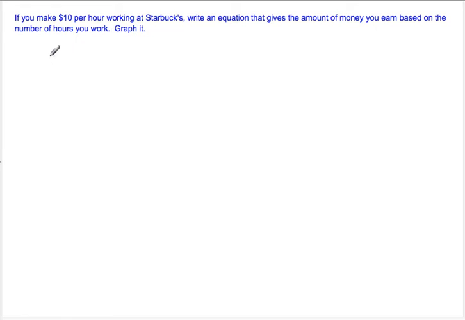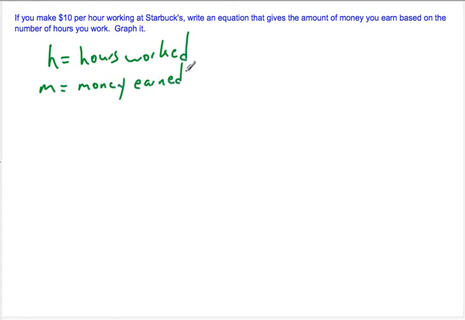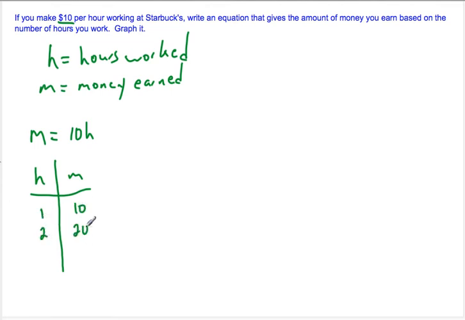So we might start off by coming up with some variables here. So we could say h equals hours worked, and we could say that m equals money earned. So now we have to come up with an equation. Well, to figure out how much money you're going to earn, you're just going to multiply the number of hours you work by $10, right? So $10 an hour. And so it makes sense that if you work for 1 hour, you make $10. And if you work for 2 hours, you make $20, and so on.